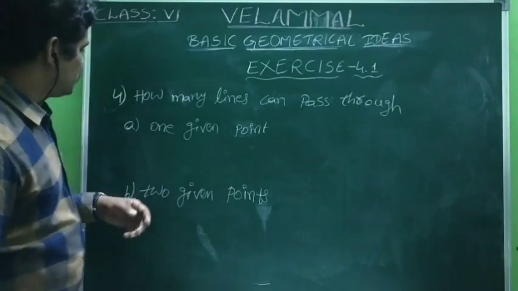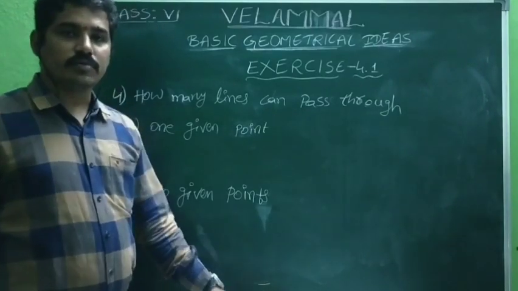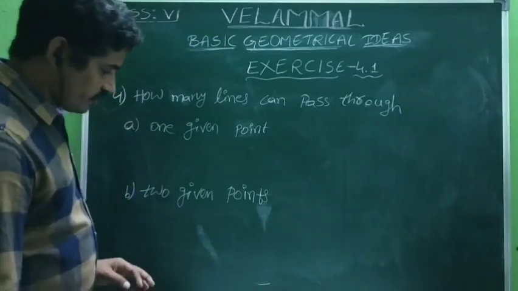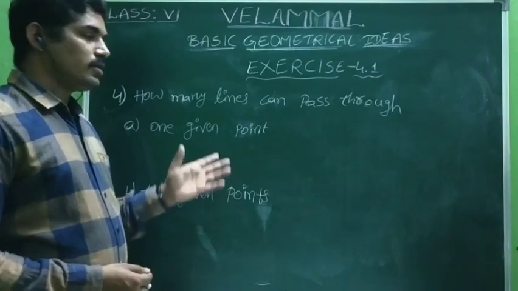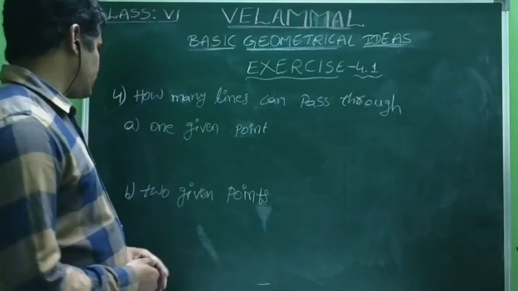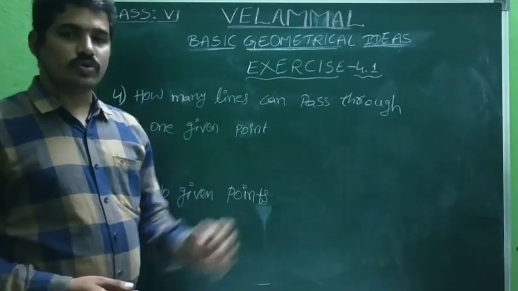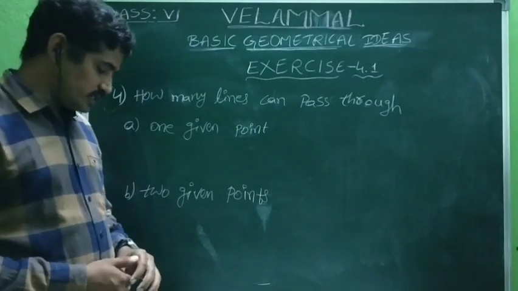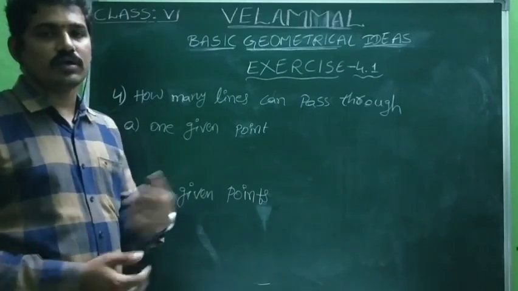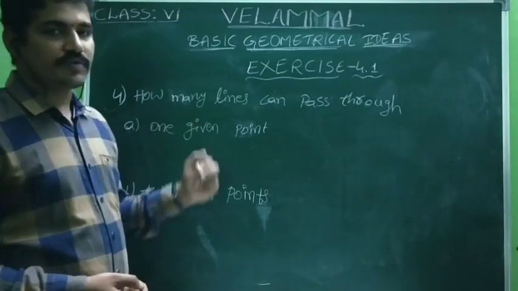Next we have the second and third questions of the exercise. Complete them by yourself, and if we have any doubts in that, we can go with the doubt clarification session. Next we have the fourth question, how many lines can pass through. Second and third question you can complete yourself. It is very easy only. If not, we have the live session to complete the solutions. So there we can have the doubt clarification.